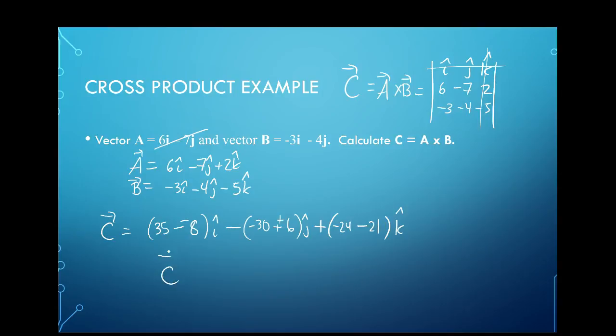So this means that our final answer is going to be 43 i hat. Now this is going to give us negative 24, but it gets another negative sign in front. So plus 24 j hat minus 45 k hat. Okay, and we can check this out in a 3D picture, but it does check out. So this is the correct answer for our cross product.